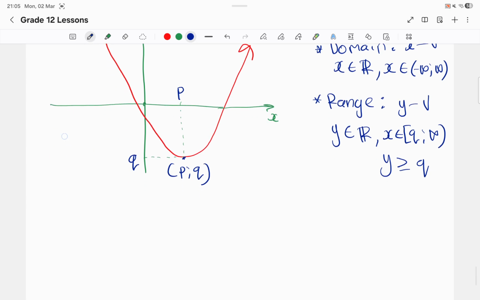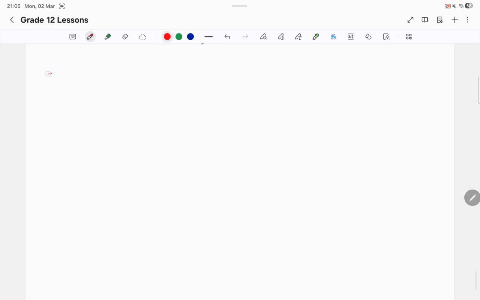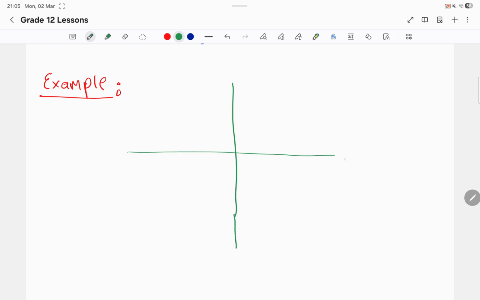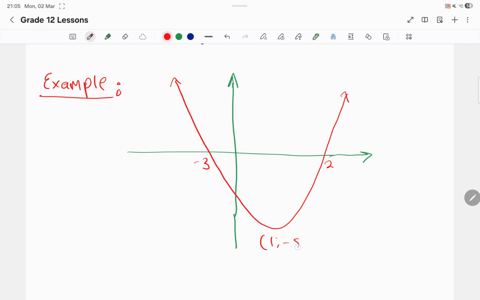Let's do an example, right? Let's say you need to determine the equation of this following graph. We are given the roots and the turning point. The roots are 3 and minus 2, and the turning point we are given as 1 and minus 8, right? And we need to determine the equation.